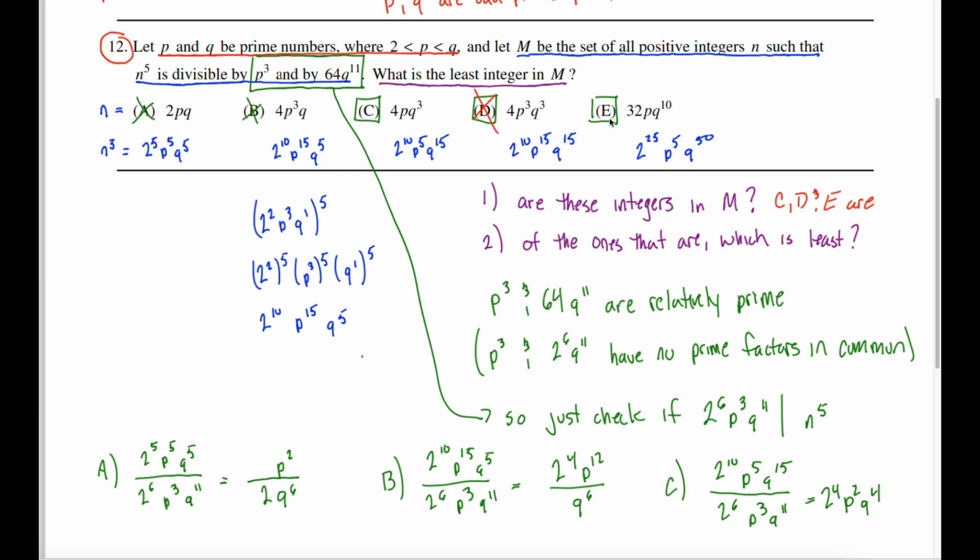What about C and E? 32 is bigger than 4. P is the same as P. Q to the 10th is bigger than Q cubed. So clearly this is bigger than this. This ain't my answer. Out of C, D, and E, C is the least. Since C, D, and E are the only ones in this set M, C must be my answer.